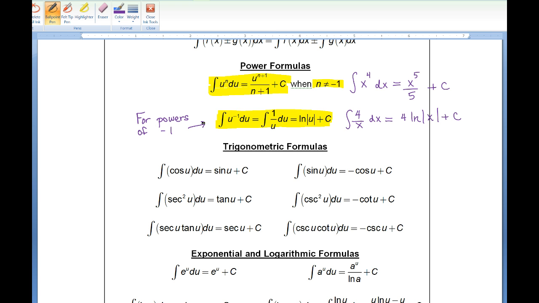Should we distribute the 4 to C? With the constant, for right now, we're just going to put plus C. If you put plus 4C, there's nothing wrong with that because it's still a constant, but we generally don't do that. You just leave it as plus C.